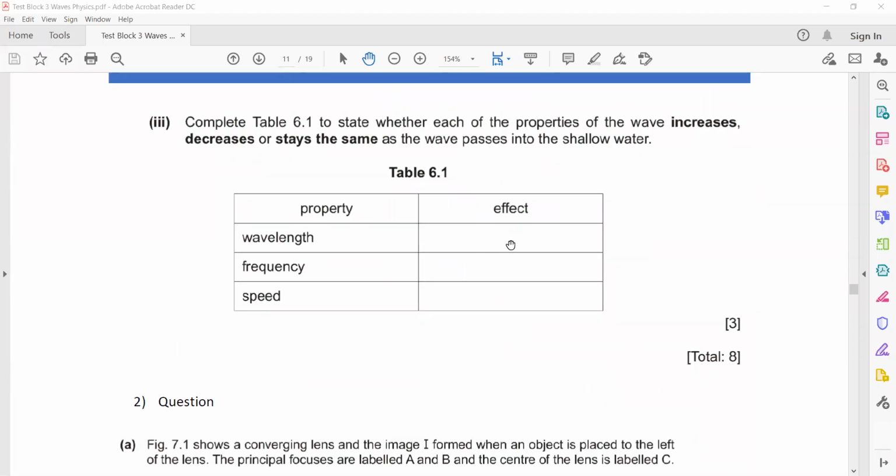Then complete table 6.1 to state whether each of the properties increases, decreases, or stays the same. So wavelength, you find that it is decreasing. Frequency is constant, the same. And the speed is also decreasing.